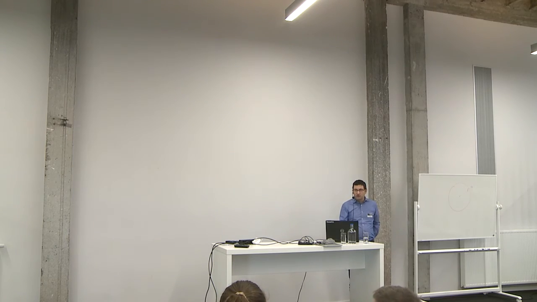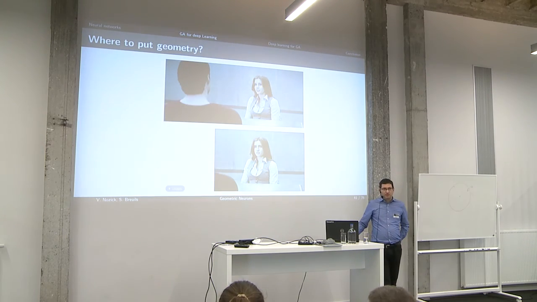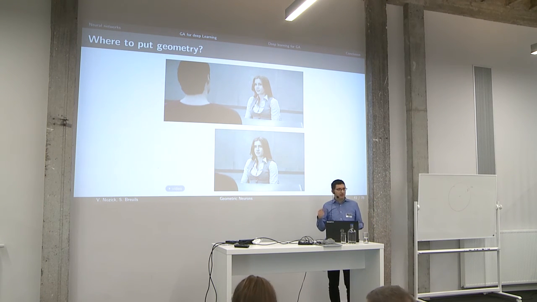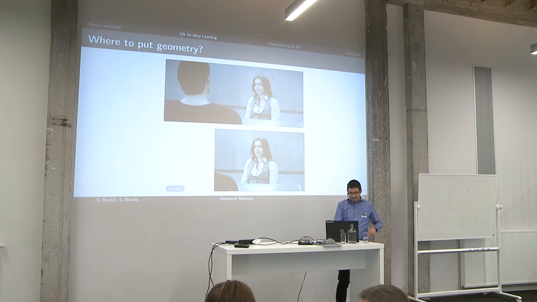So the question here is, there are two questions. Do we actually need to put geometry inside, because it seems to work? And can we help? If we put geometry inside, maybe it's way better. I don't have the answer here, but I think there's something to think about: where to put geometry in deep learning?